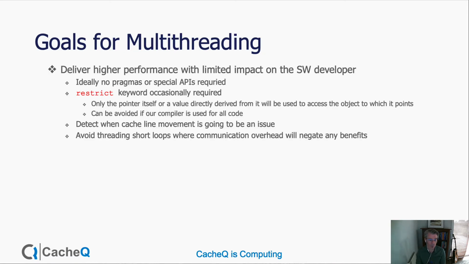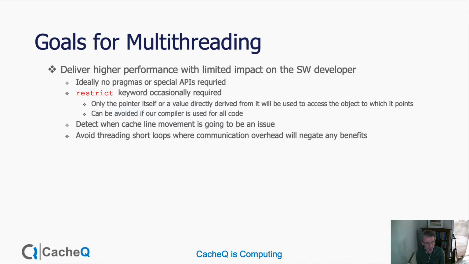And the goals for multi-threading generally are to deliver high performance with an easy-to-use compiler that has very limited impact on the software developer. They don't have to really know the hardware that they're targeting. They don't really have to rewrite or use special APIs, and they don't have to write pragmas into their code to tell the compilers how to parallelize blocks of code.